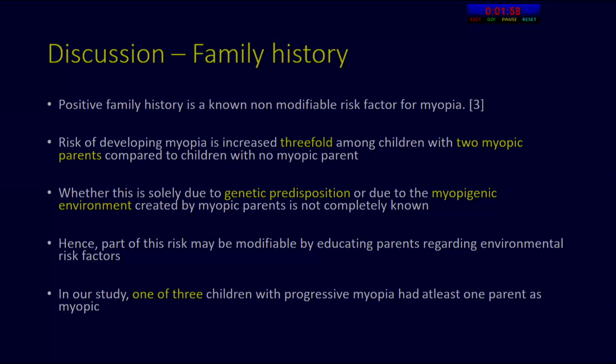So coming to the discussion, we all know that family history is important, but we always consider it to be a non-modifiable risk factor. But what we want to say is that myopic parents do not just pass on the genes, but they also create a myopogenic environment for their children. So if we can educate these parents, then we can actually make it into a partially modifiable risk factor.